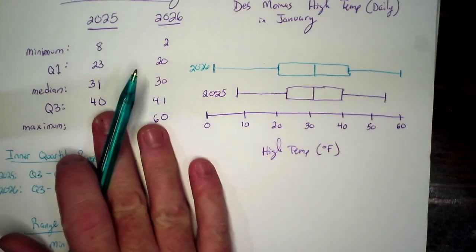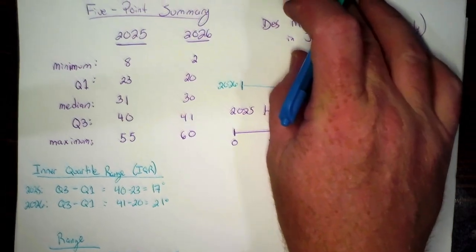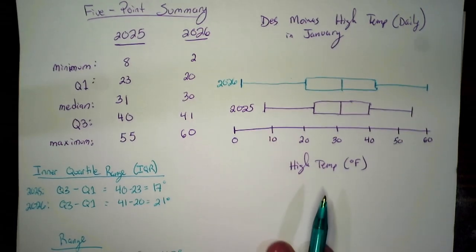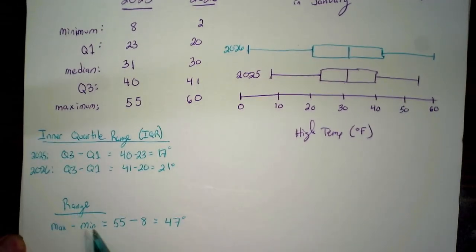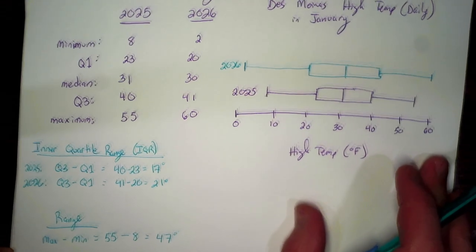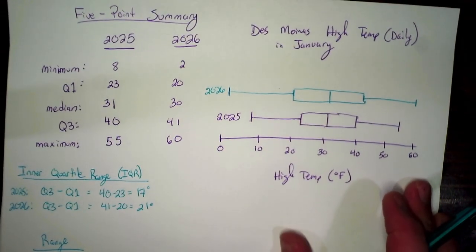You make it from a 5-point summary, and from that 5-point summary, you can also talk about interquartile range, and you can compare it to range. I know we didn't calculate it for 2026, but that's okay. So yeah, hopefully that is helpful information.